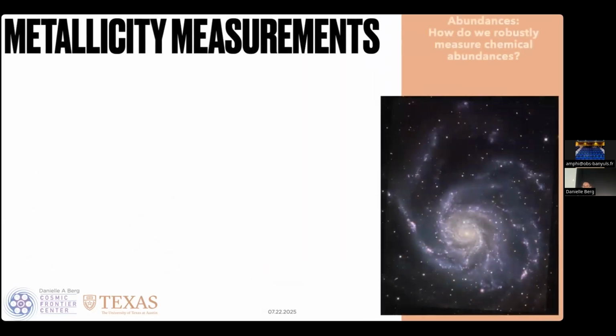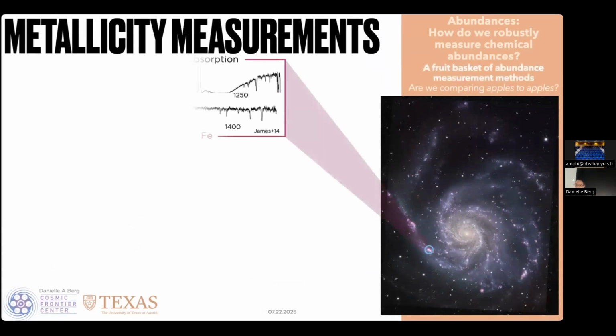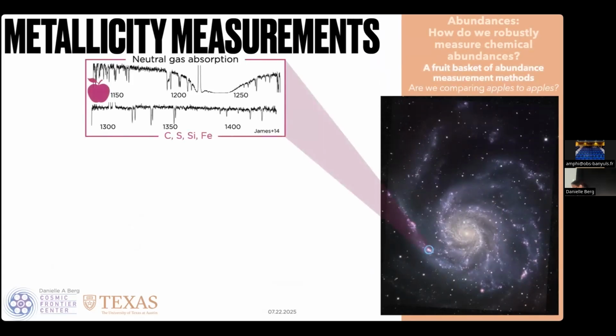Okay, so how do we make metallicity measurements? This is a face-on spiral galaxy, M51, which has lots of beautiful components and ionized gas. If I take a little ionized region and take a spectrum of it, there are a couple of different ways that people measure metallicities. Unfortunately, they all are different, and they use different abundances and different techniques and have different shortfalls. And so sometimes I like to say that we're comparing a whole basket of fruit. We're not comparing apples to apples.